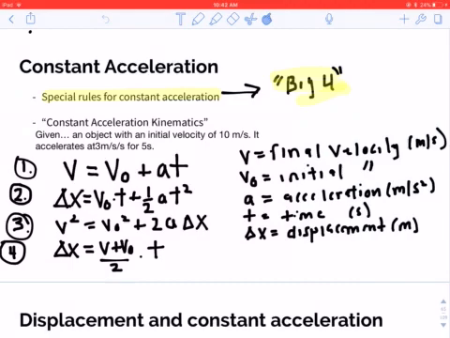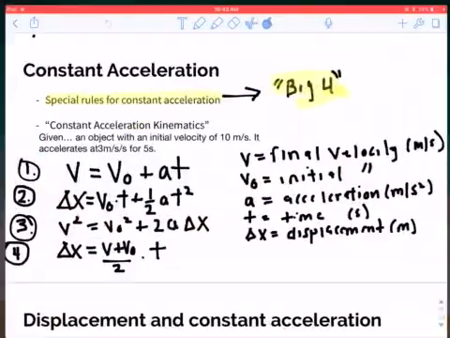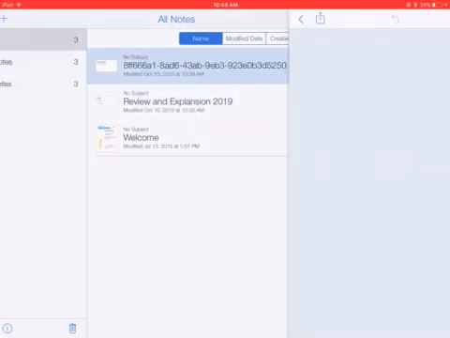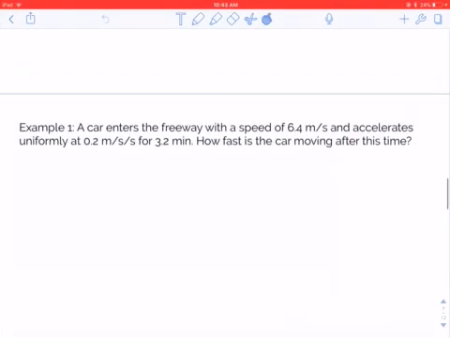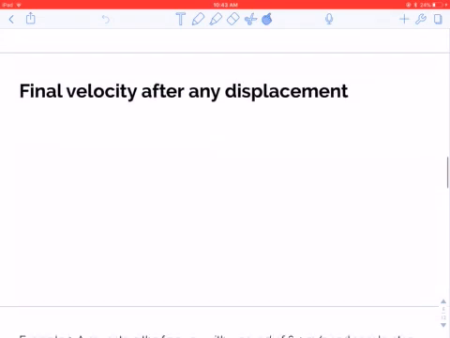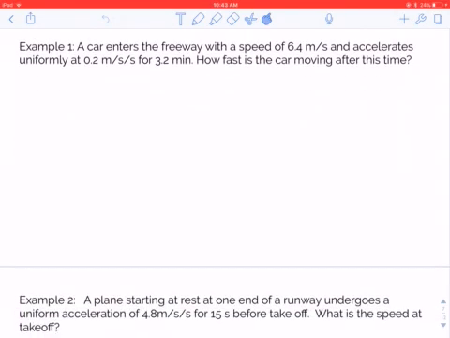Once you have those written, please open your packet to the next examples. Okay, so the title of those examples are called Finding Velocity.